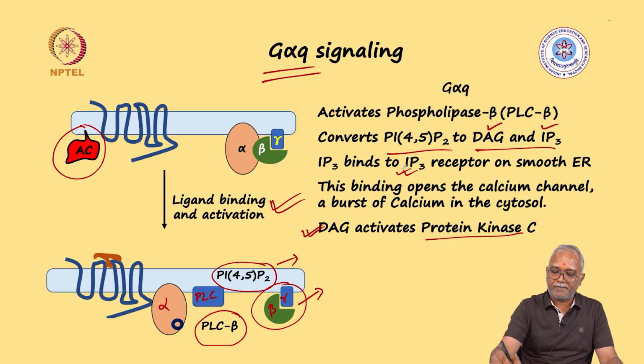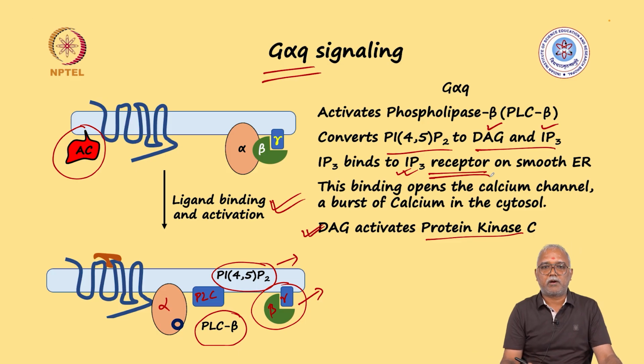Like IP3, it binds to the IP3 receptors which are present on the smooth ER surfaces, and smooth ER is considered the store for calcium ion. Once IP3 binds to its receptor on smooth ER, it opens up the channel and influx of calcium happens. When I say influx, it means more and more calcium is coming inside the cell, the cytosol.